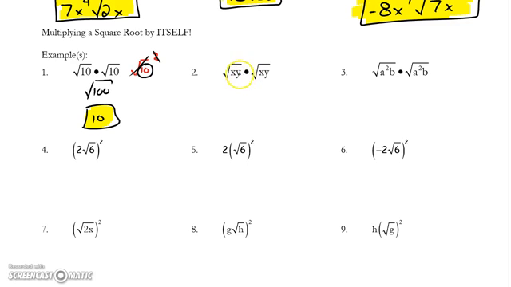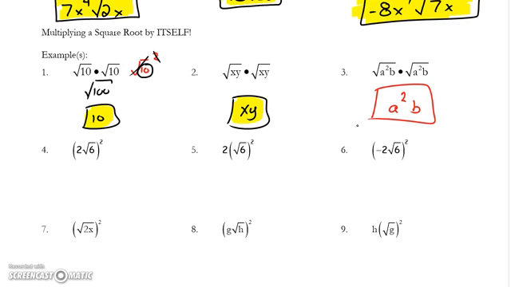Number 2, just because I have variables inside doesn't change it. My answer is going to be xy. That's it. Because it's square root times square root, my square roots cancel, as long as everything inside is exactly the same. Go ahead and try number 3. If you said it's a squared b, you're 100% right. It's square root times square root, and everything inside is the same.